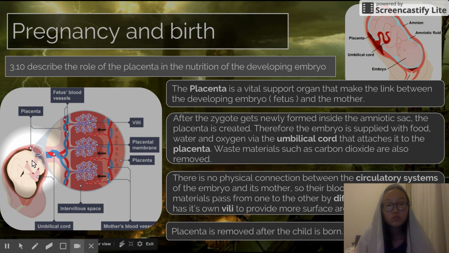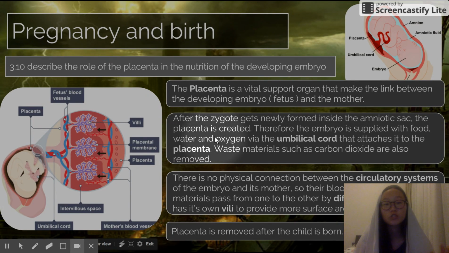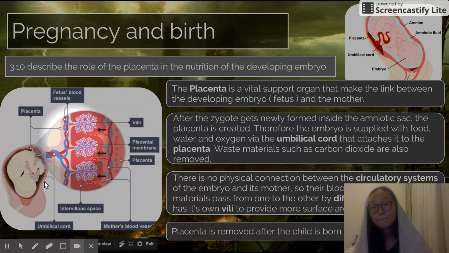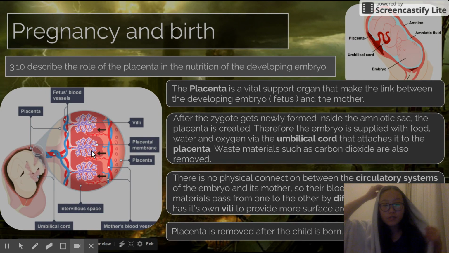Yeah, so the placenta connects the embryo, which is supplied with food, water, and oxygen via the umbilical cord that attaches to the placenta. So there's something you have to know as you look through this diagram.